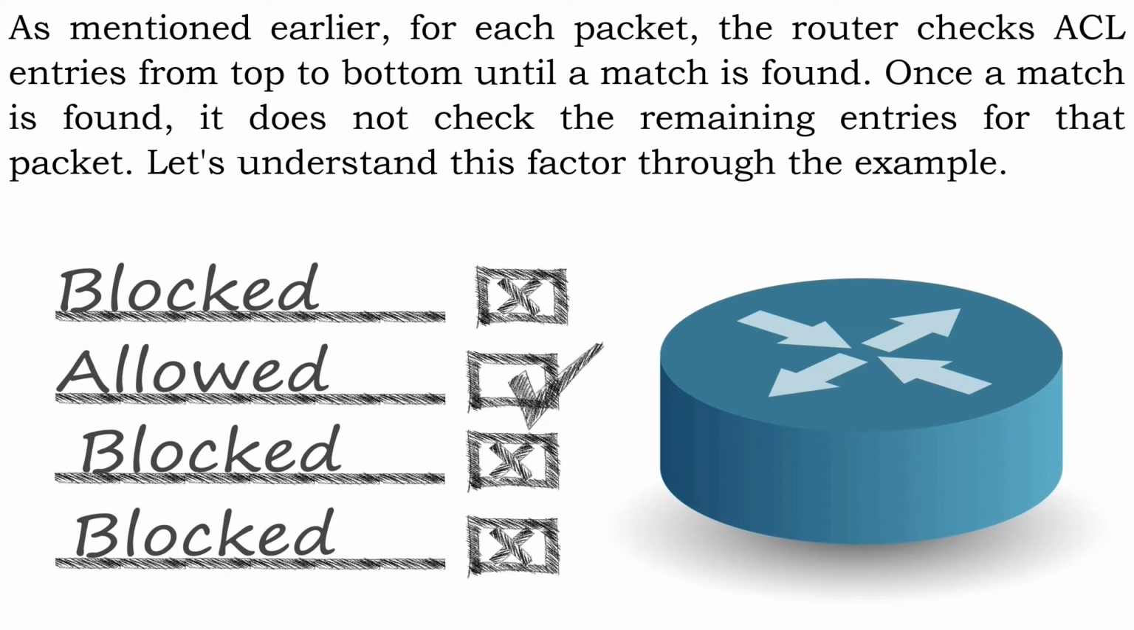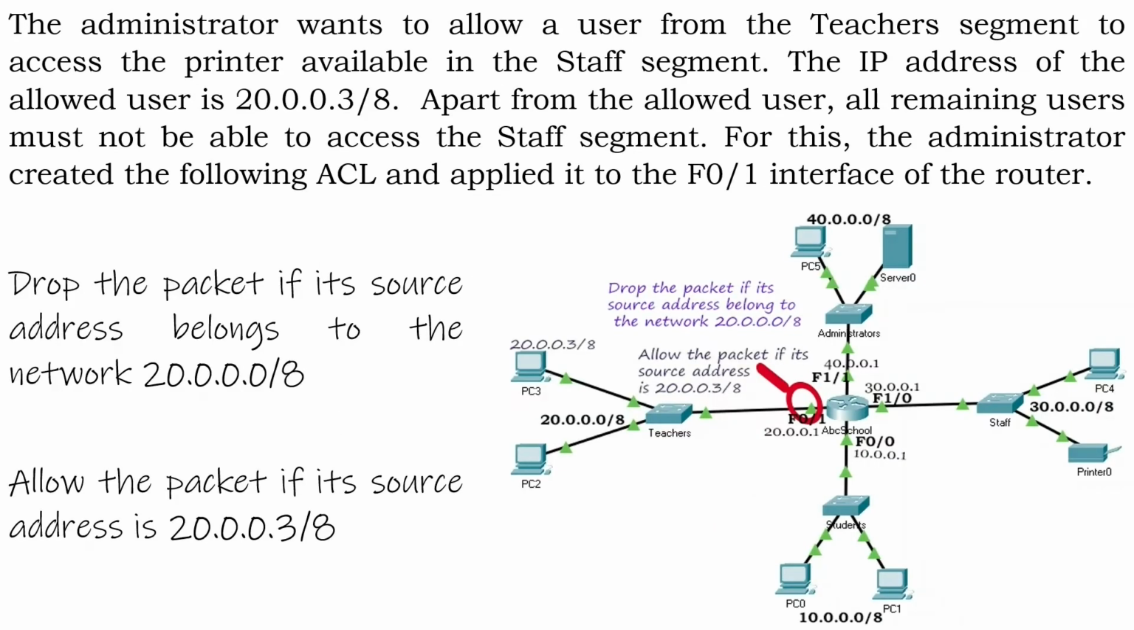As mentioned earlier, for each packet, the router checks ACL entries from top to bottom until a match is found. Once a match is found, it does not check the remaining entries for that packet. Let's understand this factor through the example. The administrator wants to allow a user from the teacher's segment to access the printer available in the staff segment. The IP address of the allowed user is 20.0.0.3/8.